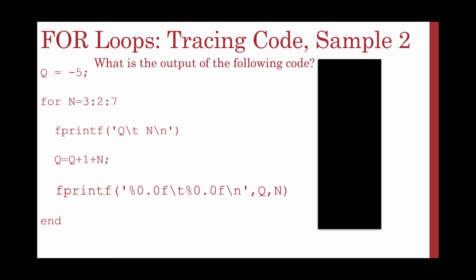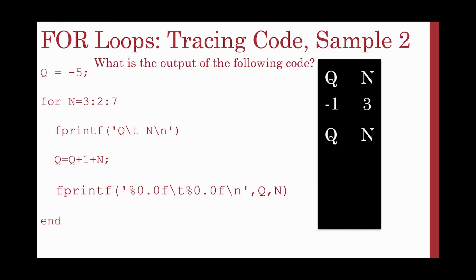So let's look at another one, where we want to print the value of q and n, and this time we're going to print it after we update it, not before. So we're going to start our code, execute our print command, and then add 1 plus n to q, and print those values. And then we're going to go back to the beginning of our loop, and then we're going to print q and n again, because this print command statement is now inside of the for loop.